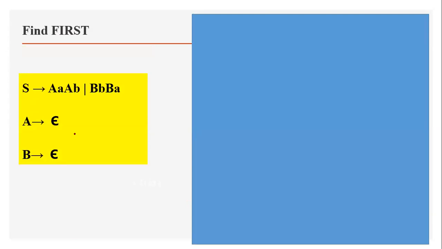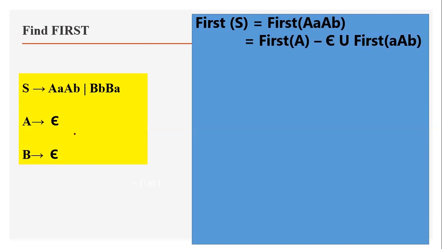S derives AAB, BBBA. S contains two parts, is it not? First of AAB, first of BBBA. So first of S is equal to first of AAB. First of AAB, is it first of A? No, because A derives epsilon. When A derives epsilon, what do you have to write? First of A minus epsilon union of the remaining. Remaining is what? A, B.